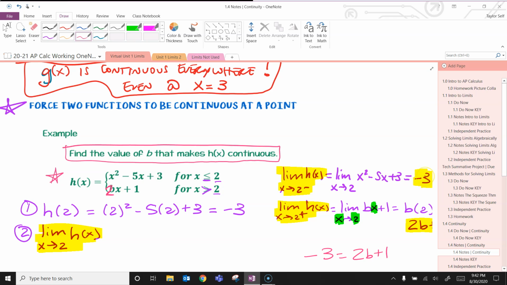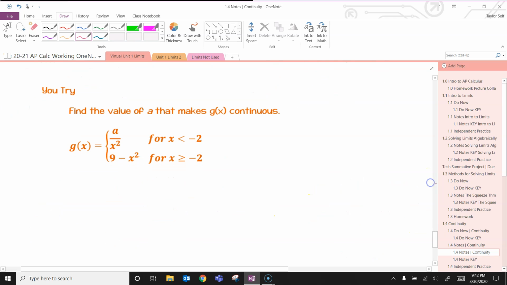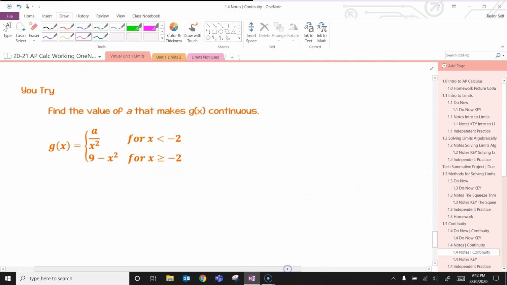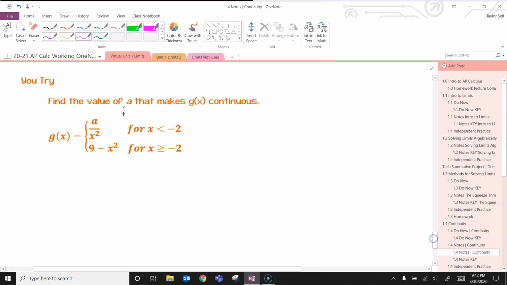Sweet. Now it's your turn. So I want you to try this one. It looks scary. I promise it's not, though. You try to find the value of a. Find the value of a that makes g of x continuous. Go.